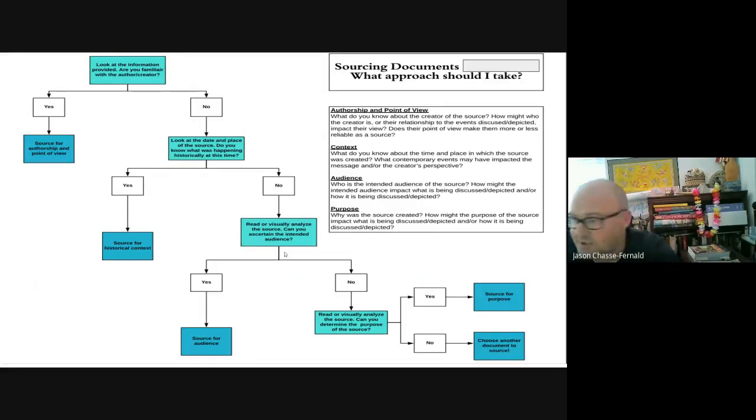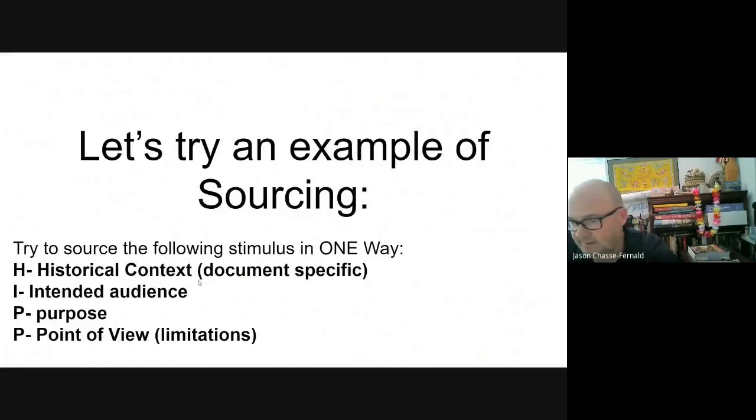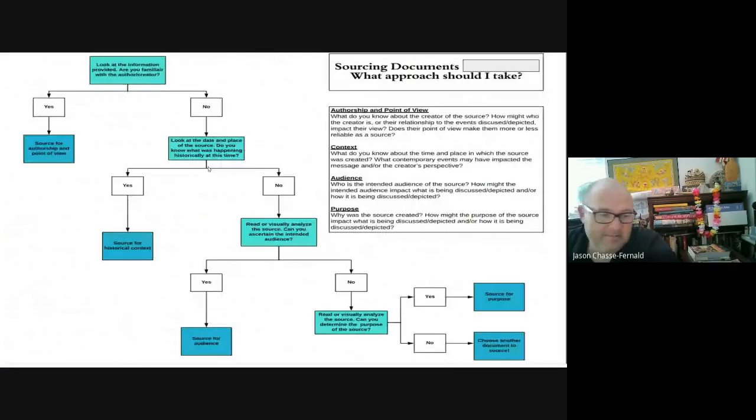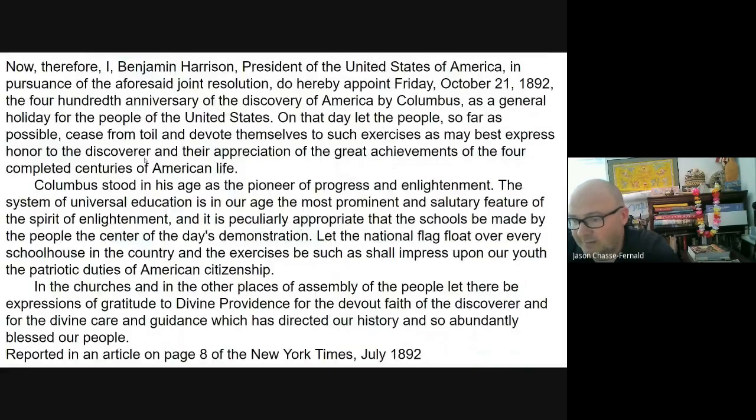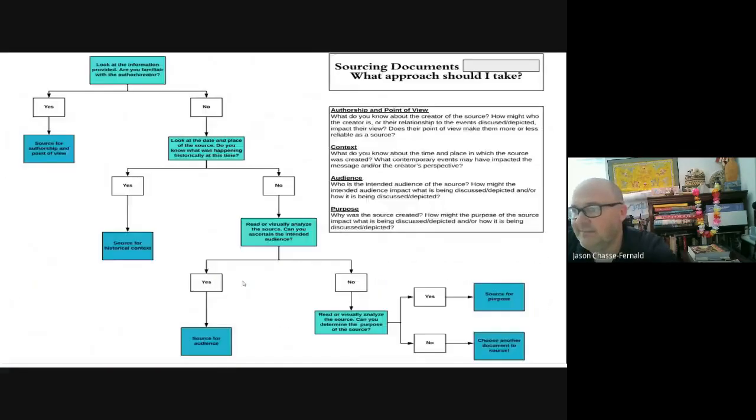use the sourcing flowchart to help you decide how you're going to source. So HIPP, choose one of those 4 ways. Which one should you choose? If you don't know, use the flowchart. If you're familiar with President Benjamin Harrison, President of the United States, or maybe look at this sourcing tag, if you're familiar with that kind of stuff, then go ahead and source it for point of view.